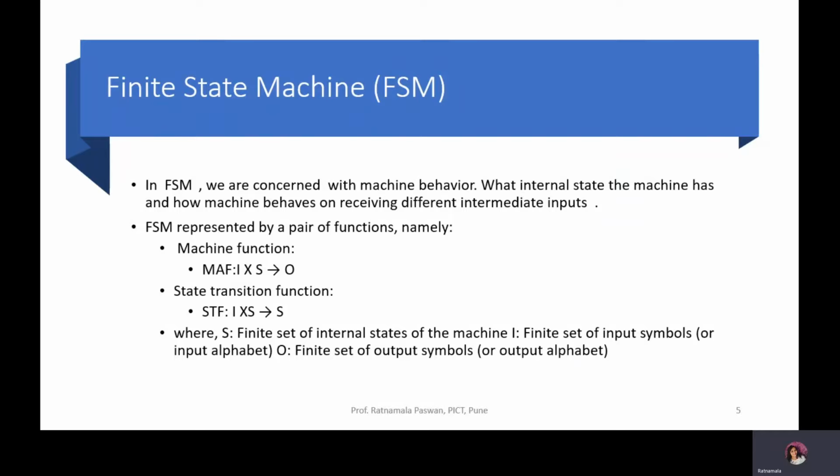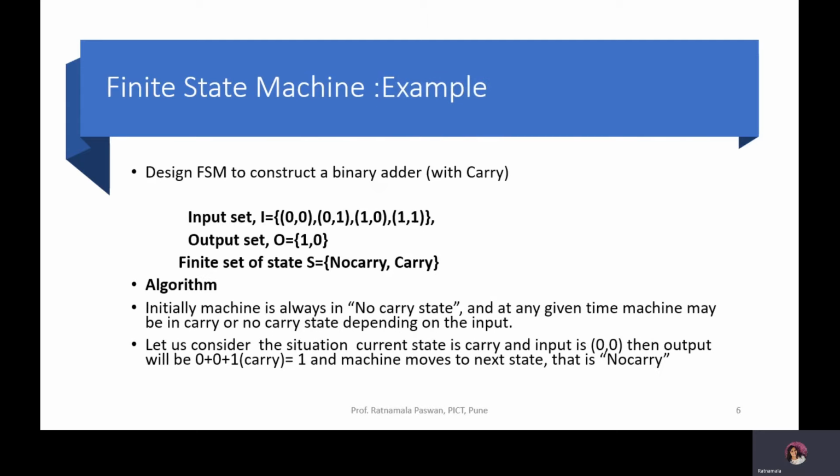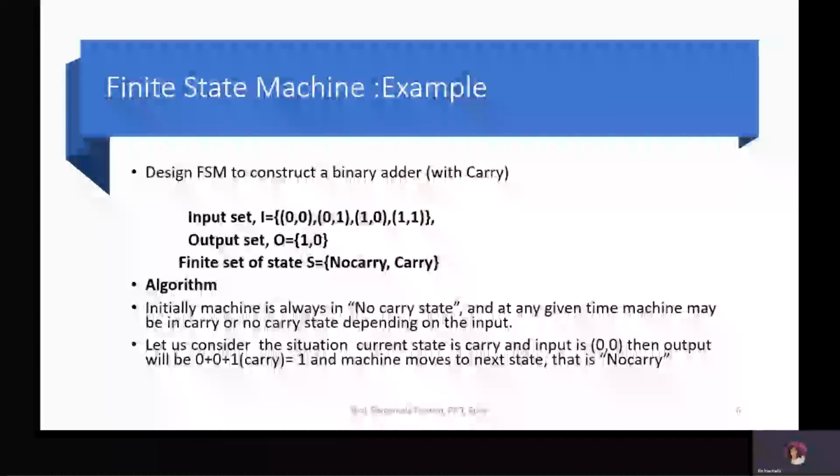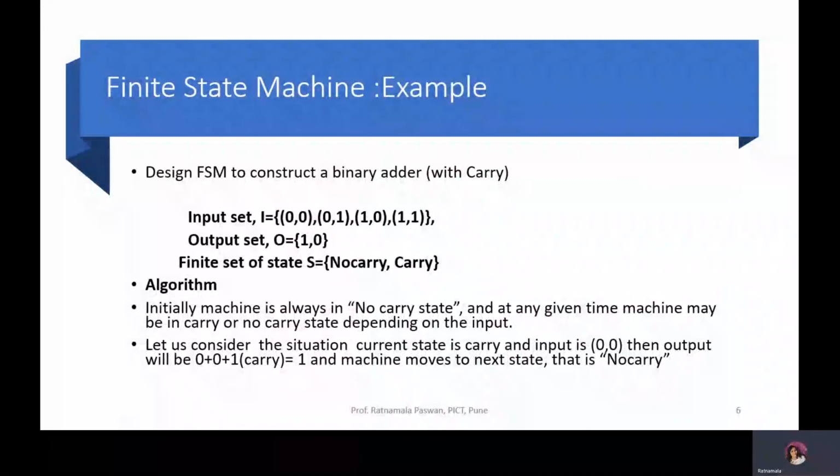Design FSM to construct a binary adder. If we take the simple binary adder, it will be considered as basic machine. We just give the input 0 comma 0, it gives the output 0; 0 comma 1, it gives the output 1. But now we are going to construct the FSM. So here we are considering the binary adder with carry, and in this adder we are considering the state. There are two states, one is carry state and one is no carry state.